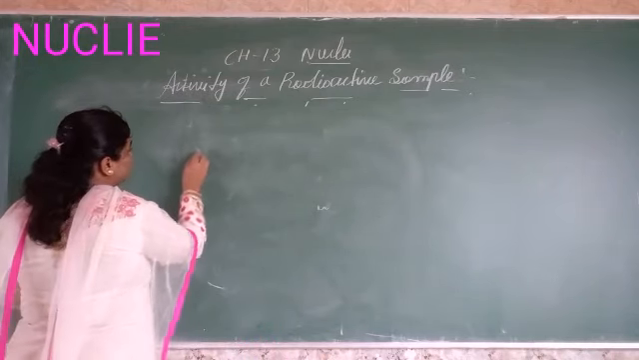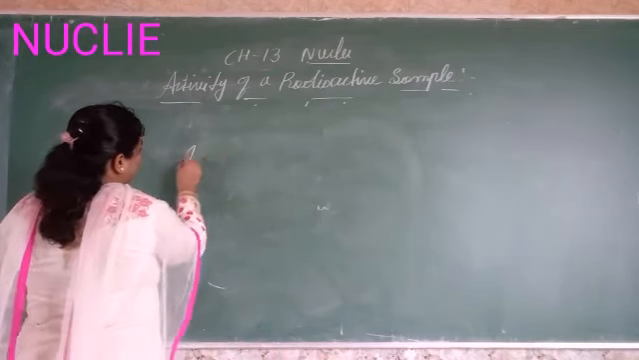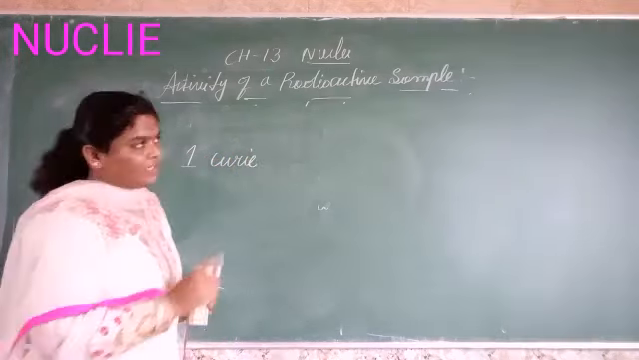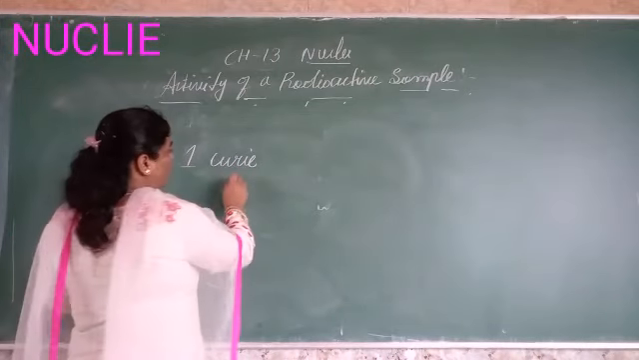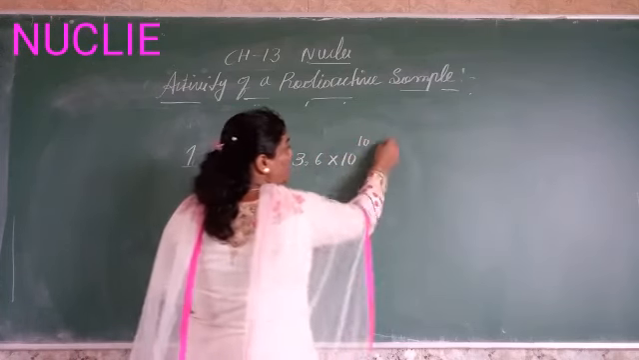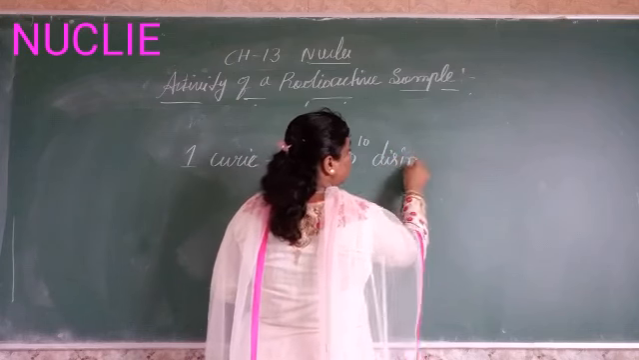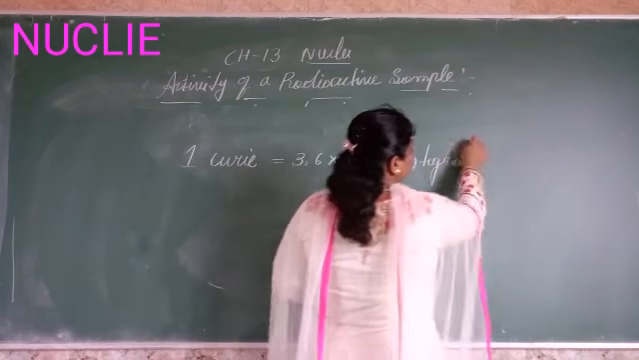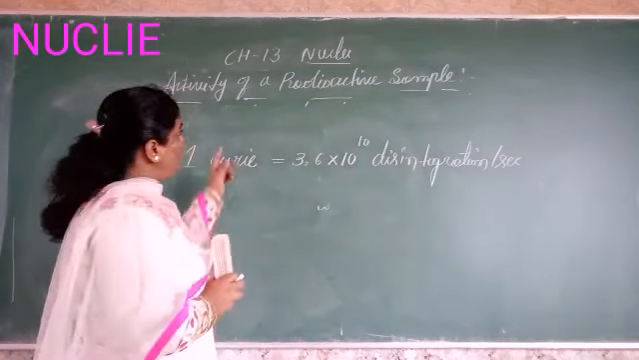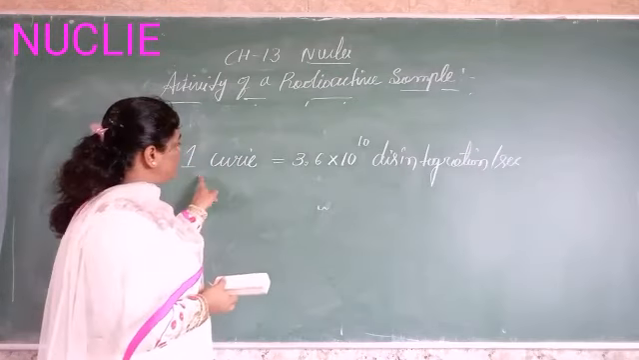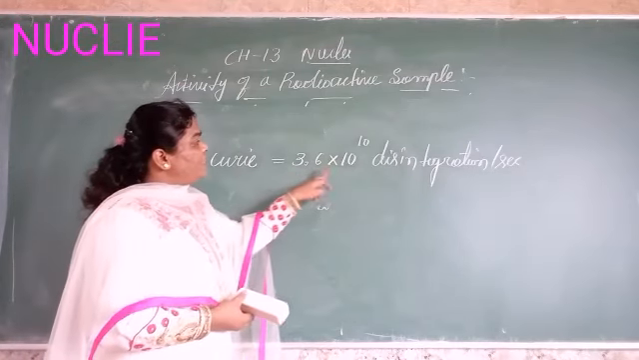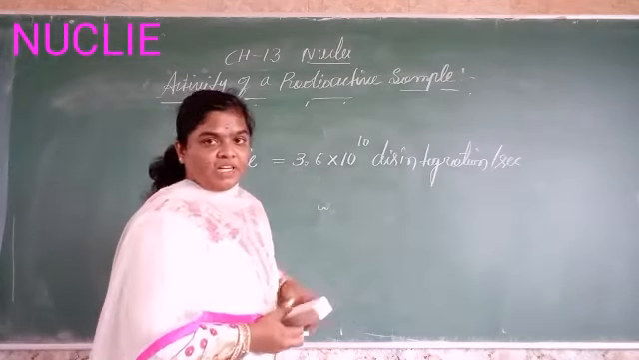The first one is the Curie. 1 Curie is equal to 3.6 into 10 to the power of 10 disintegrations per second. That is one of the units of the activity.